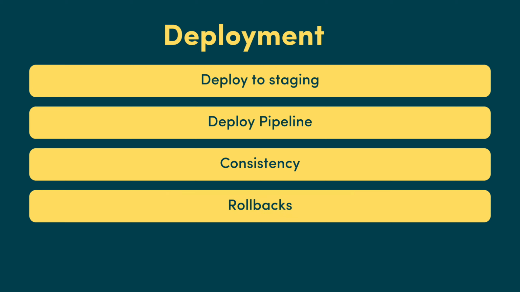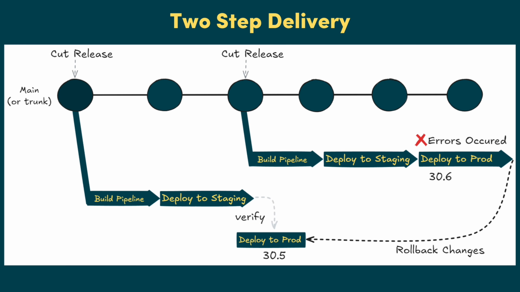Finally, rollbacks. If any issues arise, we can roll back by redeploying previous artifacts, ensuring a quick return to stability. Notice how every change follows a systematic path, allowing us to easily track its journey from cutting a release to full deployment. And what's even more impressive is that rollbacks are seamless, just one click, and we revert to a previous stable state. This ability to quickly undo changes is crucial for minimizing downtime and maintaining system reliability.